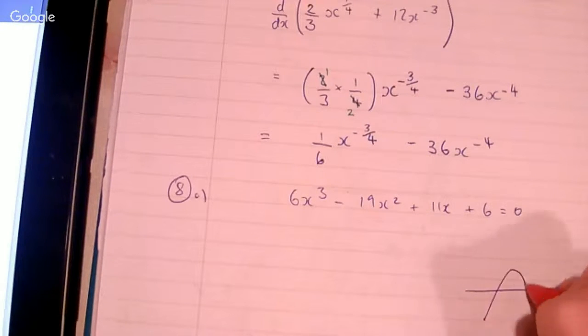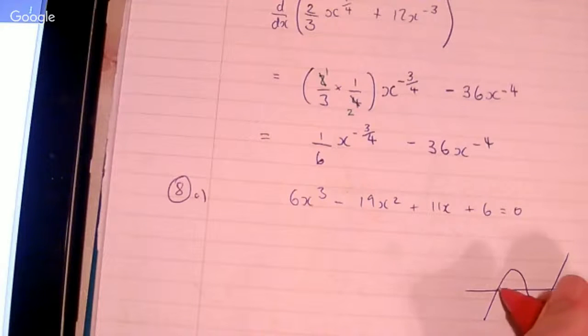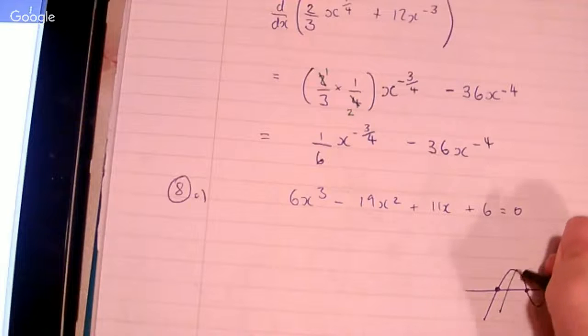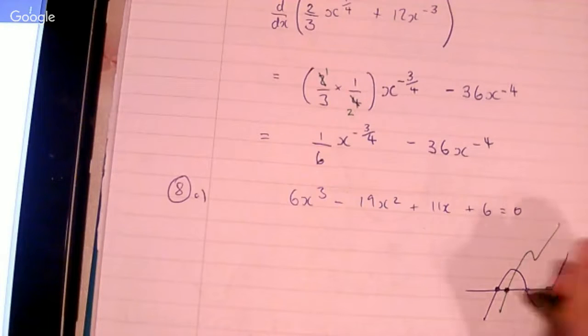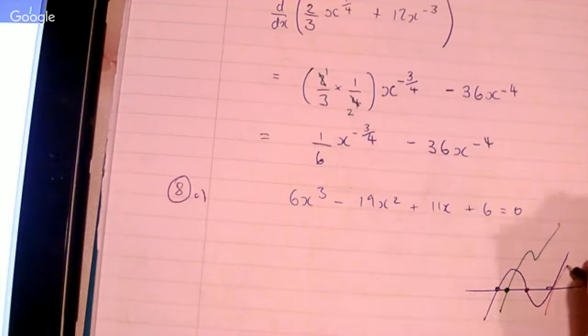So you can have a cubic that does that, which would have 3 solutions. It goes in once, twice, 3 times. But you could have a cubic that does that, so that only has 1 solution because it only crosses the x-axis once. And you could have one that does that, so that's got 2 solutions.